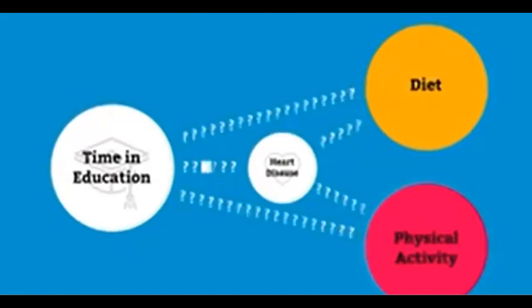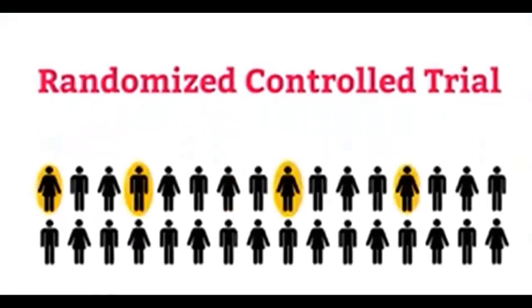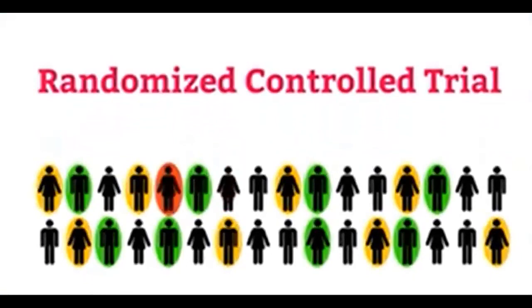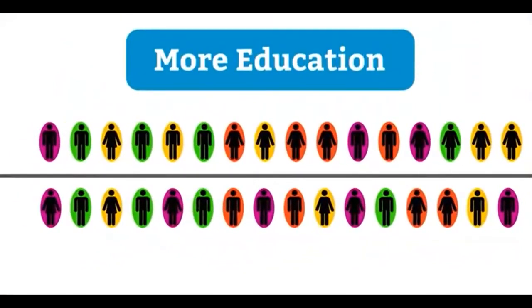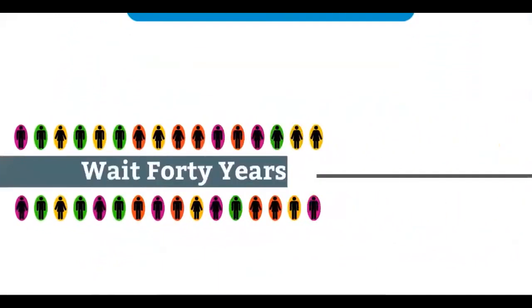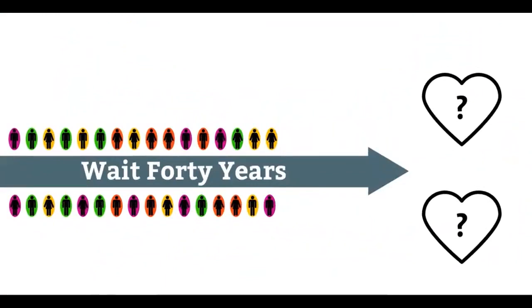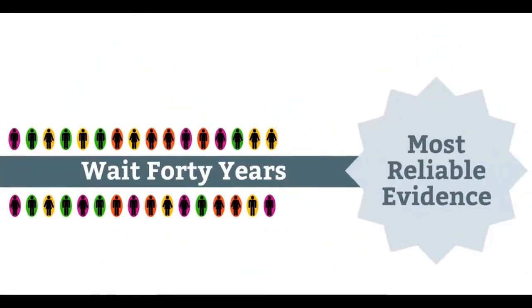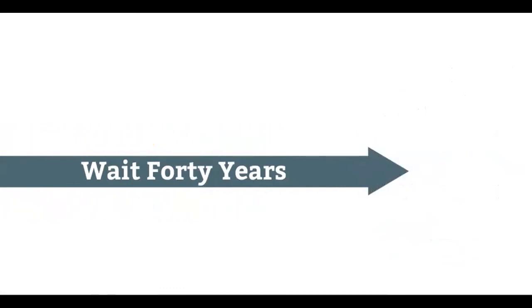One way to check if more education prevents heart disease is to do a randomized controlled trial. For example, take a group of young individuals, some with high physical activity, some with low, some with good diets, some with bad. Randomly shuffle them into two groups. Give one half more education and give the other half less education. Then wait about 40 years to see which of the two groups develops more heart disease. Such a trial would give us the most reliable evidence on whether more time in education is protective of heart disease. However, this trial is virtually impossible to do because of the long wait time.